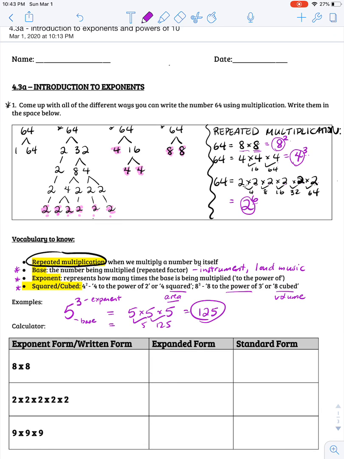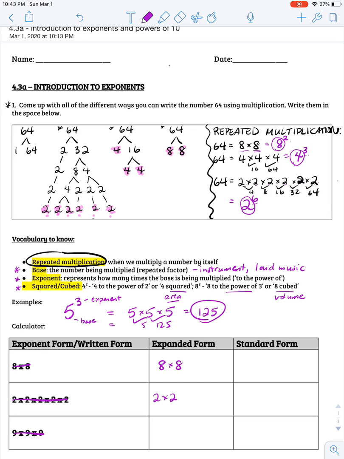Now, I noticed that you may have a different version of this chart down below that we're going to fill out. The exponent form and written form is actually in the wrong spot on my chart, but it is in the right spot in your chart. So I'm just going to fix it here. The expanded form should be in the middle, like what you have on your form. So I'm just going to rewrite everything here.